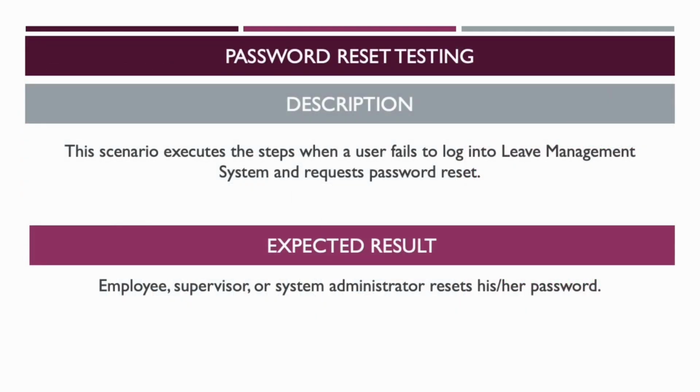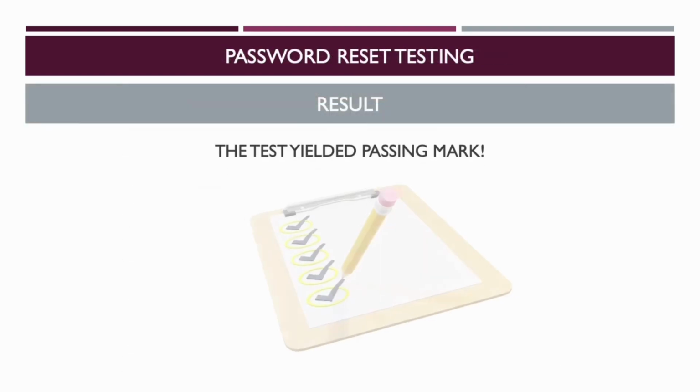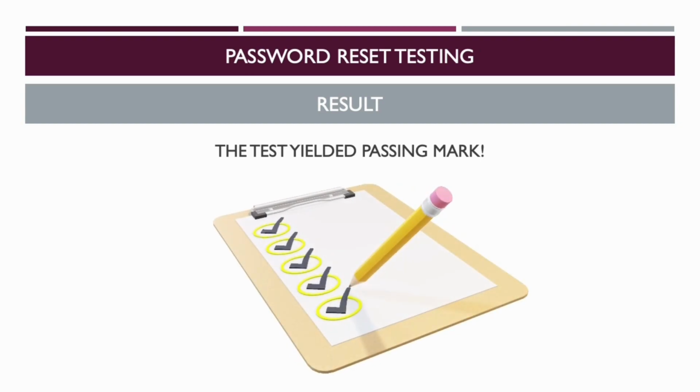So first thing, we have password reset testing. This scenario executes the steps when the user fails to log into the leave management system and requests password reset. We have expected result that the employee, supervisor, or system administrator resets her or his password. So these are the steps used for the password reset testing. And of course, the result, the test yielded a passing mark.